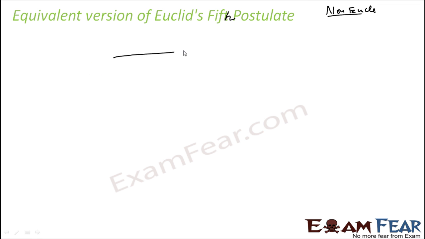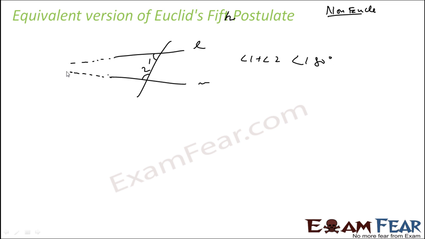So the fifth postulate, as we have seen, there are two lines, L and M, and there is another line crossing them. These two angles, angle 1 and angle 2, are less than 180 degrees. Then if you extend these lines, they will meet at some point.